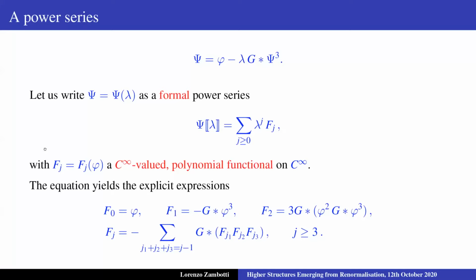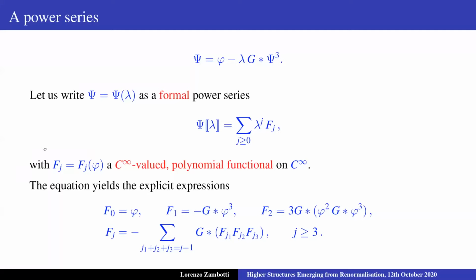Now I am smiling because I remember how many times I have discussed formal power series with Kurush and Federica. So now I am back with a formal power series as well. You have a family of functionals f_j, which are functionals of phi. Now they don't depend on lambda anymore, they take values in C infinity functions, and are polynomial functionals of the C infinity function phi.